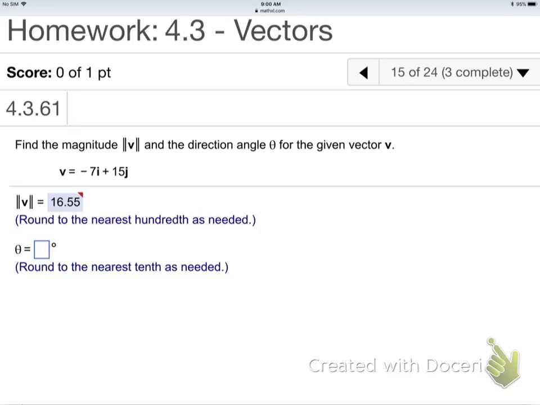Did you guys finish up 4.2 okay? What was 4.2? Oh, law of cosines, huh? Law of cosines. So finish up law of cosines. So we're on to vectors.